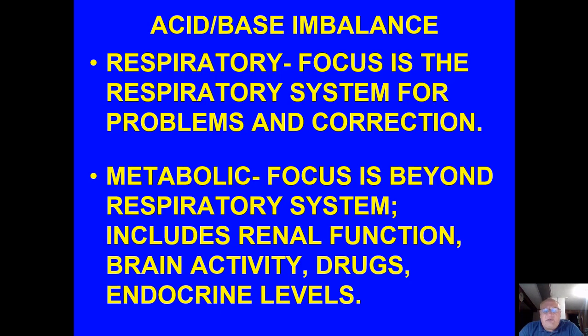How do we have these imbalances? Well, there's two major types, and there's going to be two subtypes of each, and we'll get into that in a second. But first, I want you to understand respiratory. The focus is on the respiratory system for problems and for its correction. As for the metabolic acid-base imbalances, the focus is beyond the respiratory system. It usually includes renal function, endocrine levels, drugs, alcohol, opiates, barbiturates, we'll get into that in a minute, as well as certain brain activity, okay?